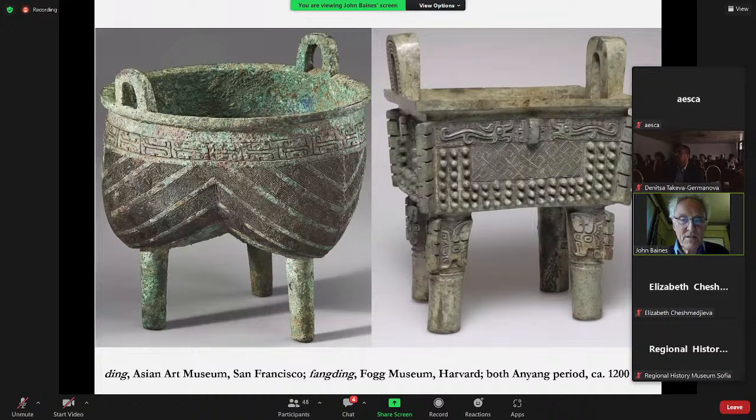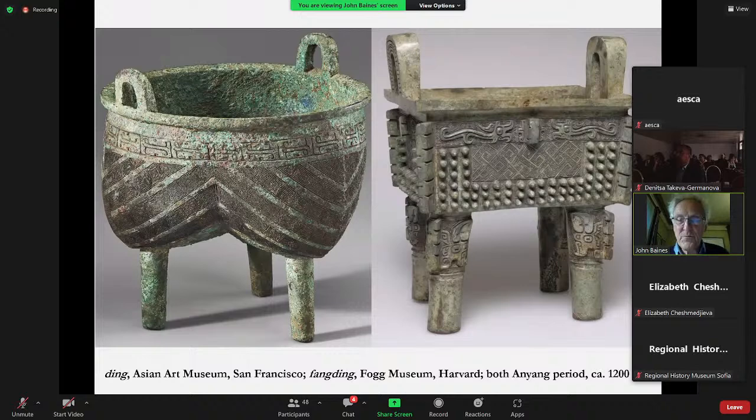If you take these Bronze Age Chinese objects, the left-hand one can't really be said to be representational at all, and the right-hand one is a tiny bit representational. It's got these two figures just below the rim, which are dragons. But of course, dragons don't exist in the world, as far as we know. And so that is an imaginary form of representation.